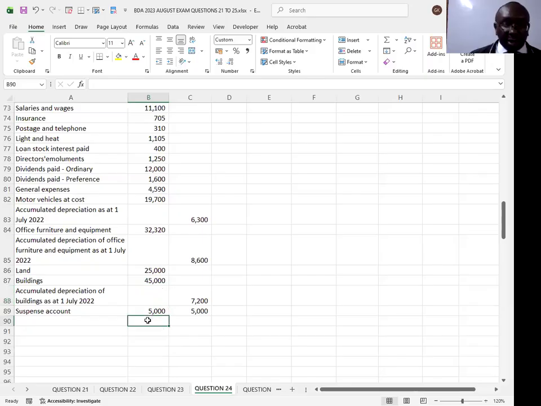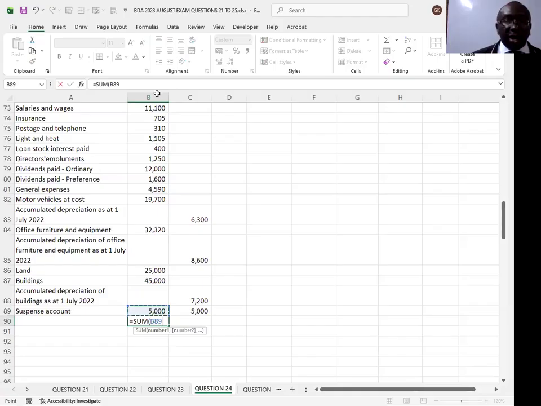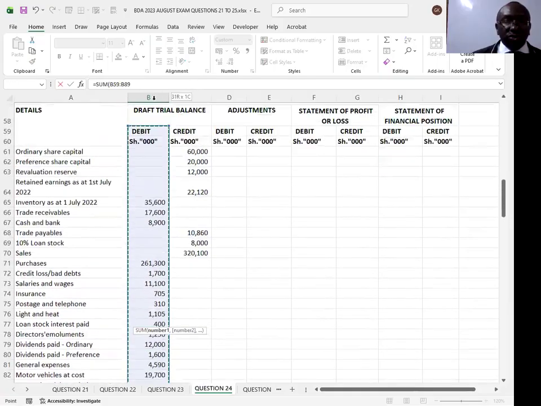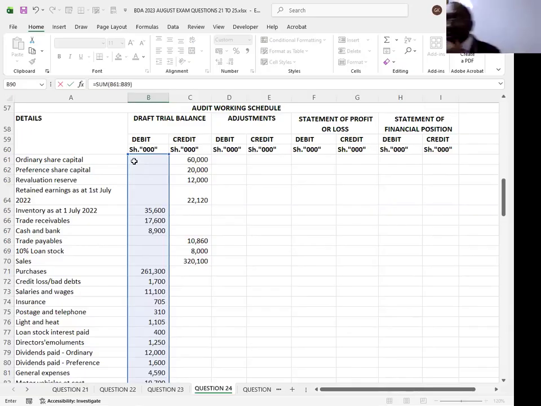So we come here. We say this should be equal to sum. You take these values up to here. You close the brackets, press enter and tell me the figure.